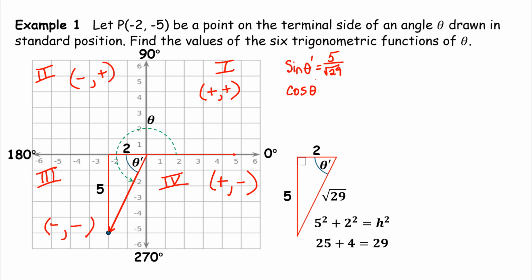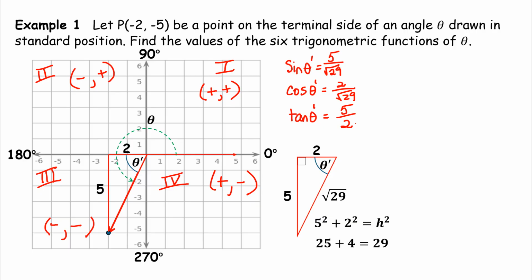Cosine theta prime is adjacent over hypotenuse. So that's 2 over the square root of 29. Tangent theta prime is equal to opposite over adjacent. So that's 5 over 2. So those are the trig functions for theta prime, the little angle, the acute angle in the triangle.